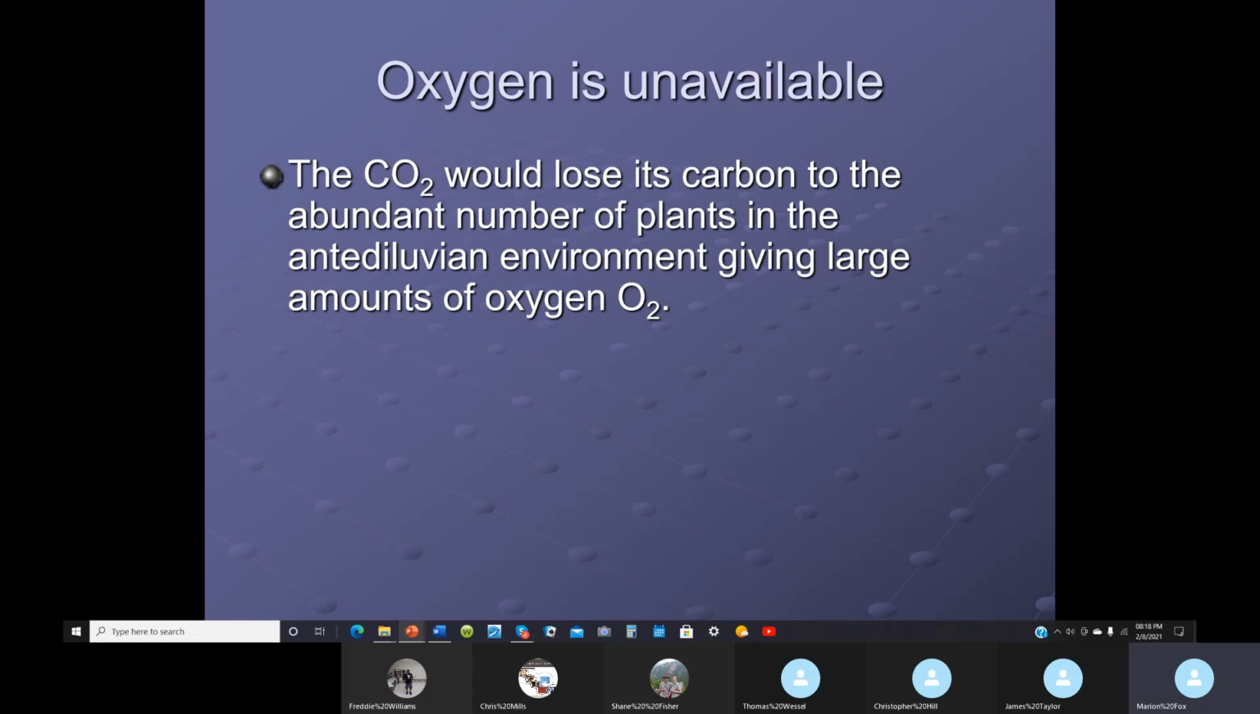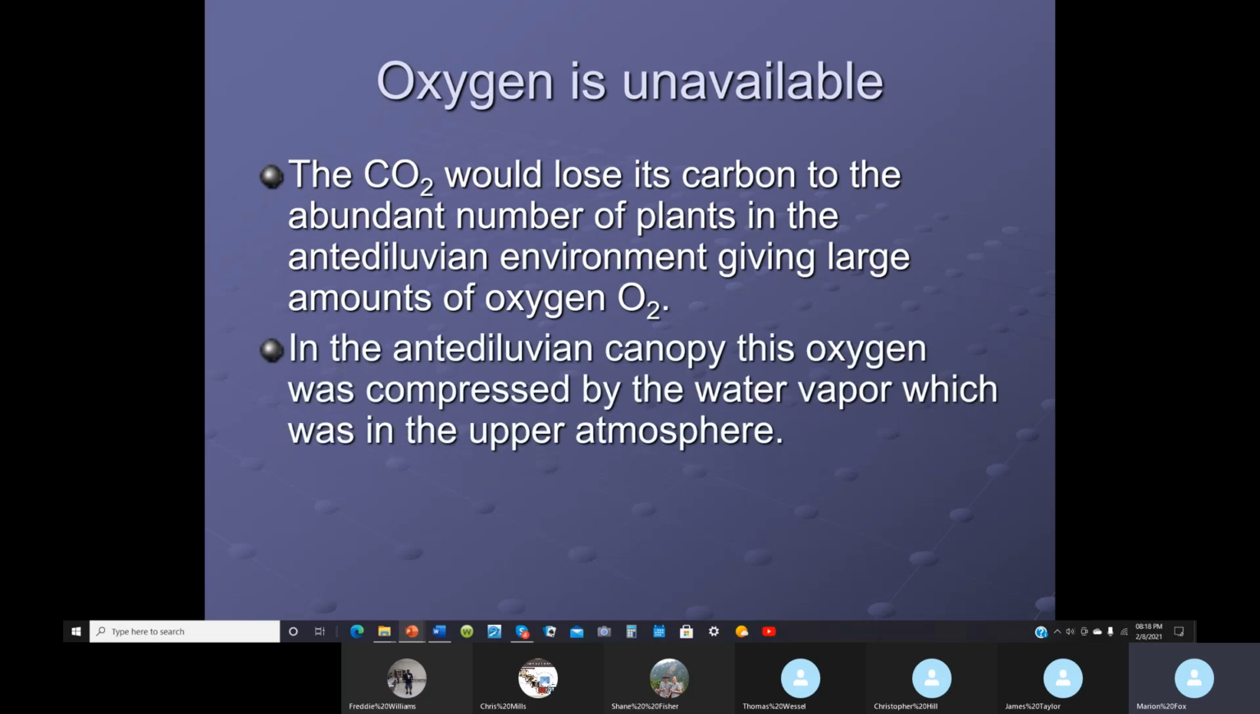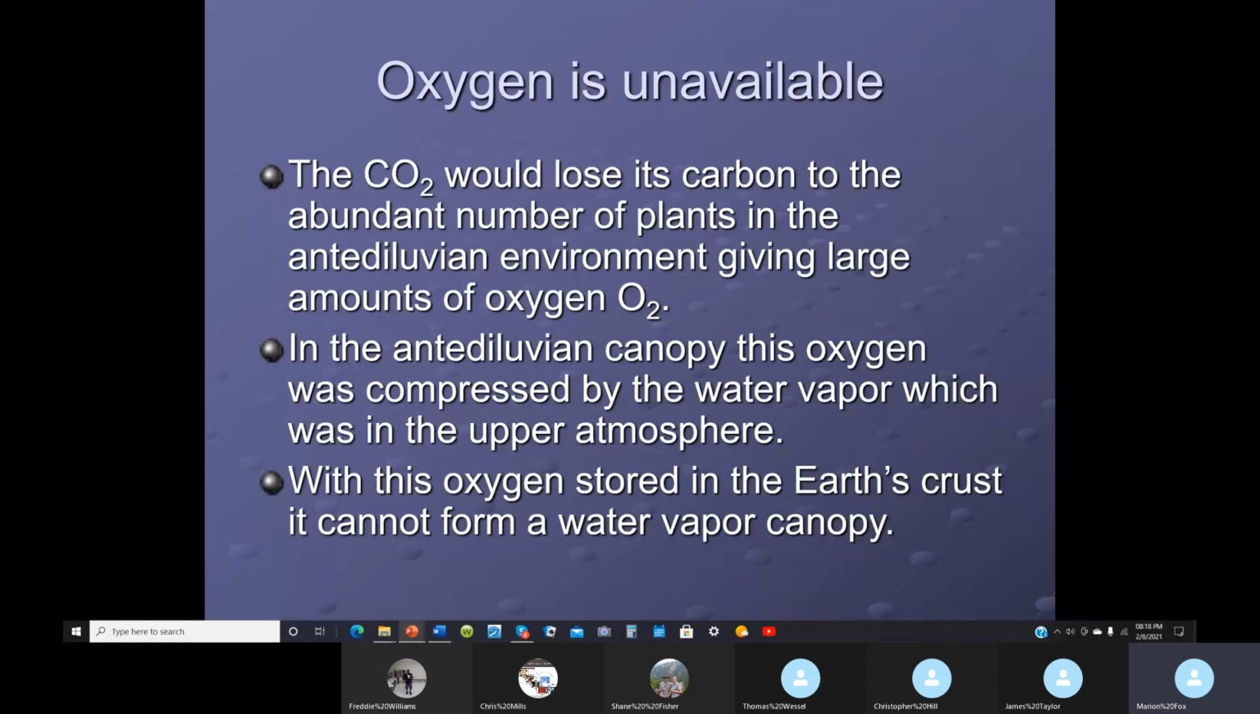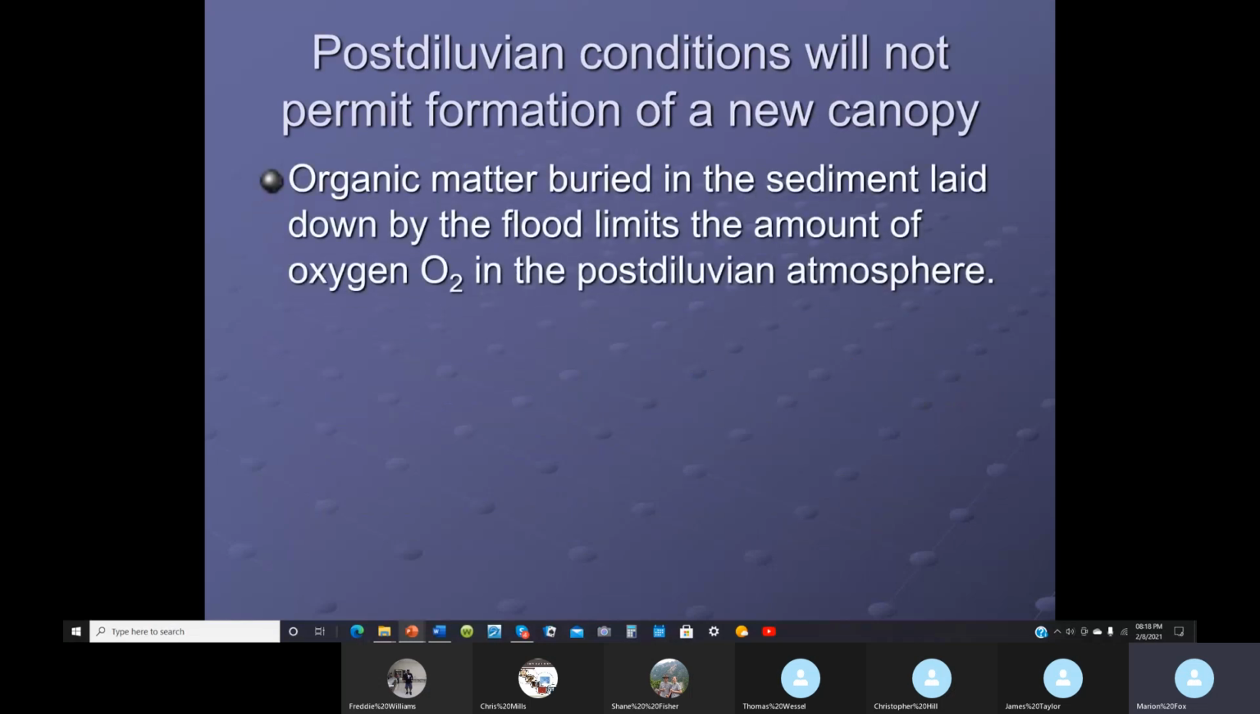And I believe God created the whole forest when he created it. He didn't just create one tree and then it reproduced. The whole forest was set in place, in situ. In the antediluvian canopy, this oxygen was compressed by the water vapor in the upper atmosphere. With this oxygen stored in the Earth's crust, it can't form a water vapor canopy again. Just can't form it. Everything's working against it. Don't expect it to ever go back to what it was.